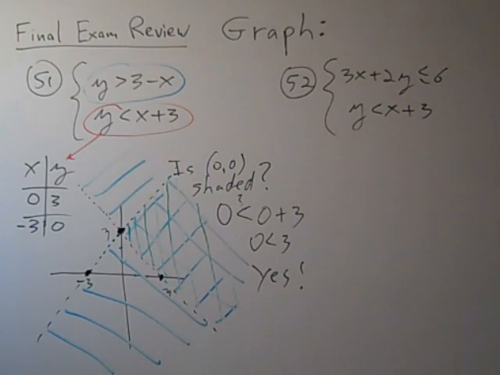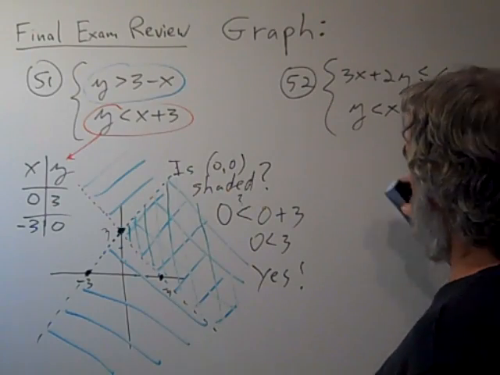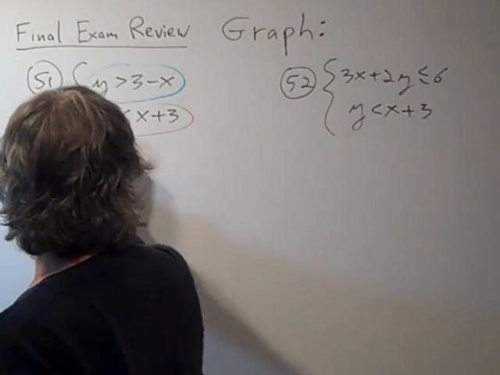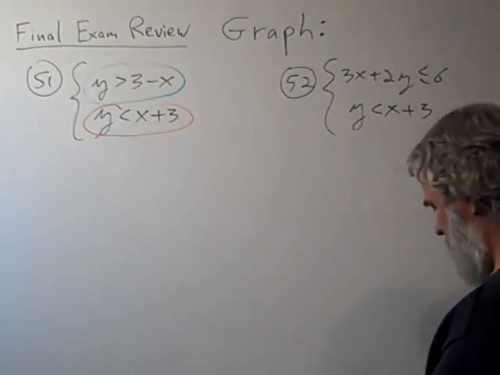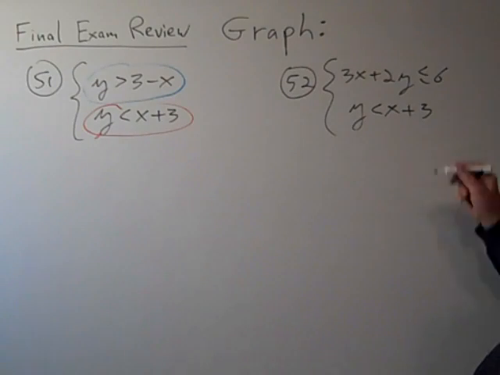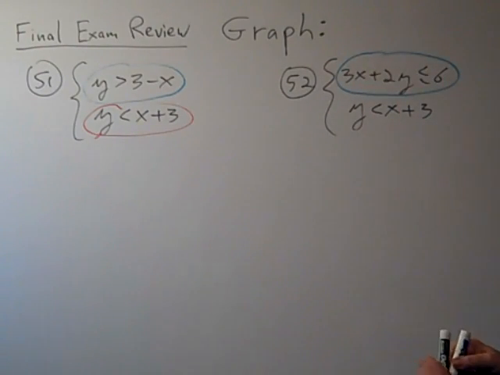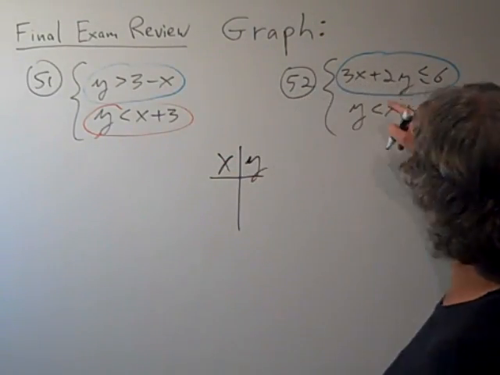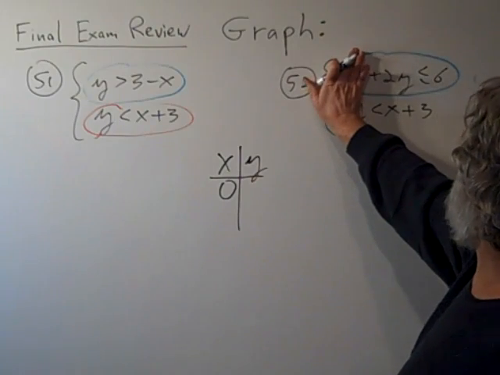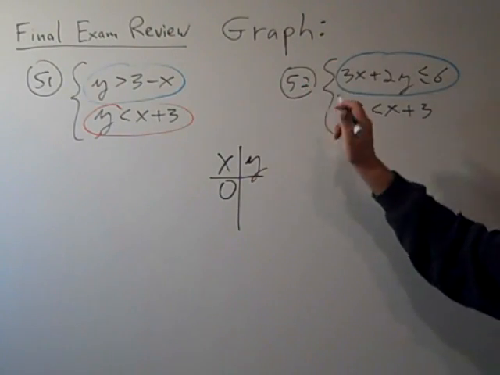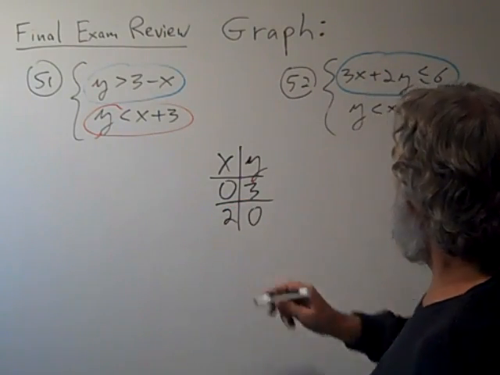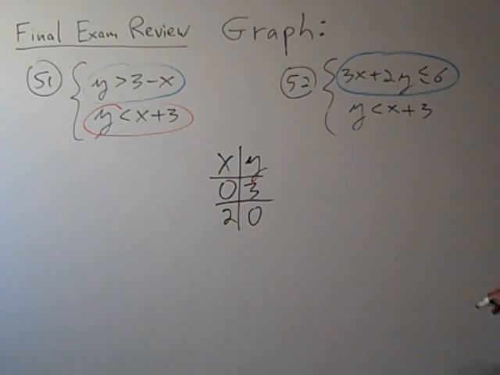Now, problem number 52, we're going to do the same process. So once again, we need 2 points on the line. We'll start with this first line and make a little xy table. If x is 0, then 2 times y is 6, so y equals 3. And if y is 0, then 3 times x is 6, so x equals 2. So there's 2 points on that line.